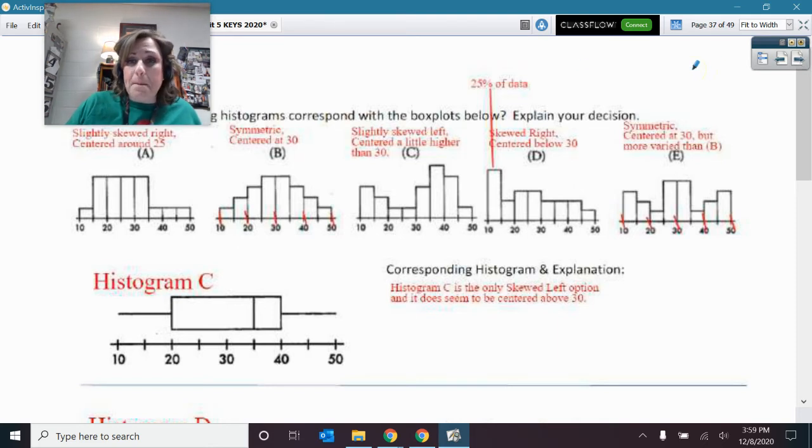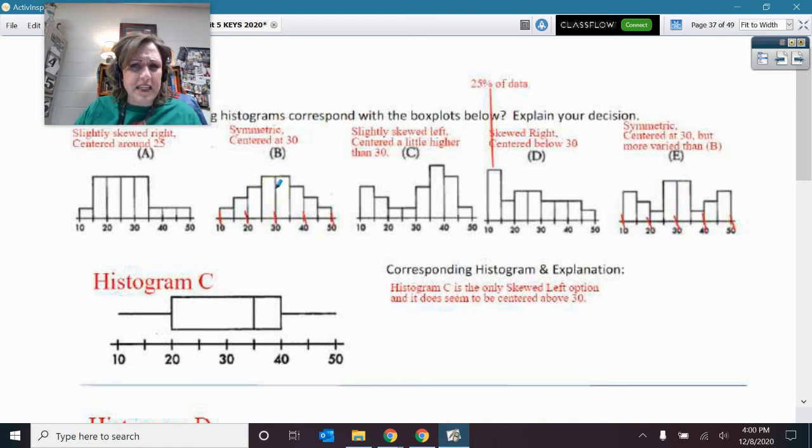All right, now we want to match the box plot to these histograms. I did a little bit of identifying on these first. I identified their shape: a little slightly skewed to the right, it looks centered around 25. This one's symmetric, centered around 30. This one, I don't know what's going on here. It's a little skewed left, I guess, centered somewhere around 30 to 35. Here, skewed to the right, maybe centered 25 to 30 or something. And then here's another symmetric one, centered at 30.